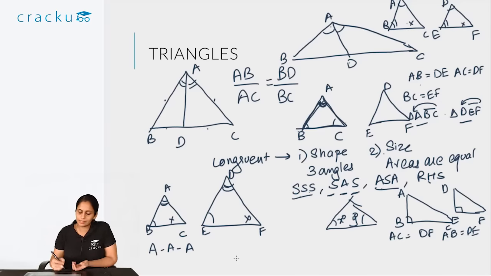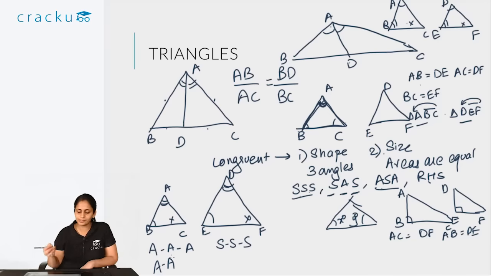Another test that is there is the SSS test. So you need not have an AAA test. By just the triangle property, you can infer that if two angles are equal, the third angle will have to be equal, because that will be 180 minus the sum of these two angles. So you can also call it the AA property or AA test for similarity.